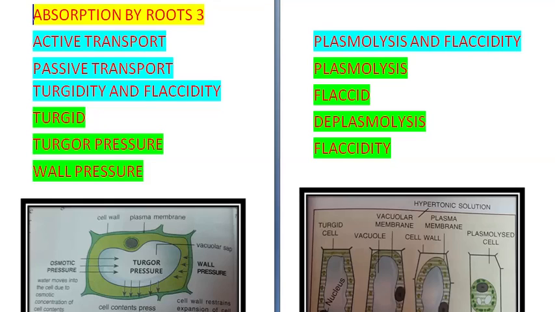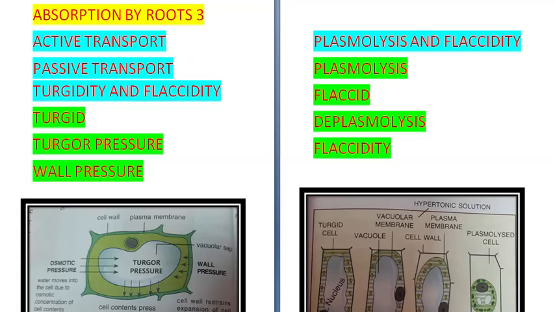Now when a cell reaches a state where it cannot accommodate any more water, it is fully distended, then it is called turgid, and the condition is called turgidity. Its wall is stretched from pressure from inside, and the cell contents are pressed towards the center of the cell. The pressure of the cell contents on the cell wall is called turgor pressure, and the pressure exerted by the cell wall on the cell content is called wall pressure.